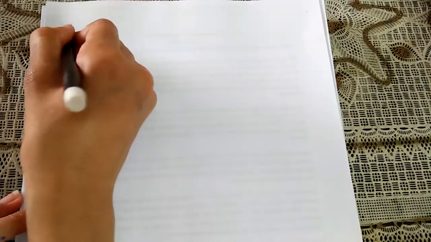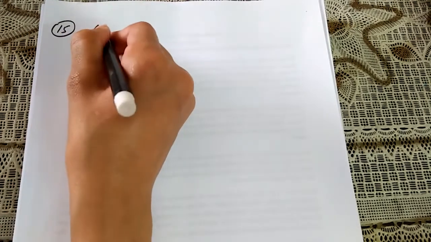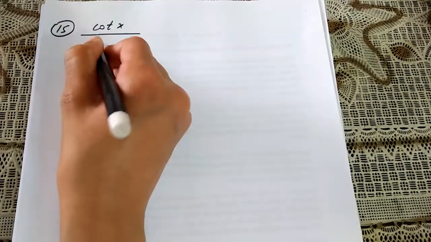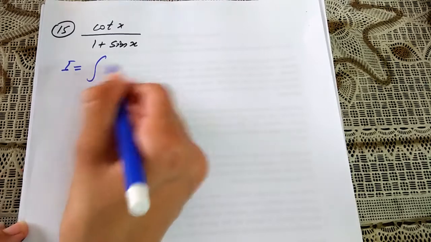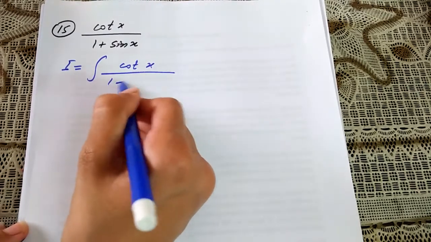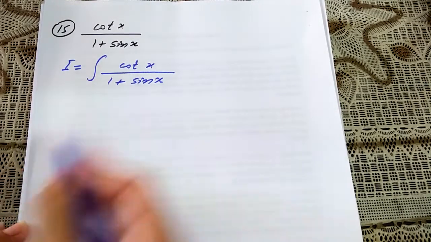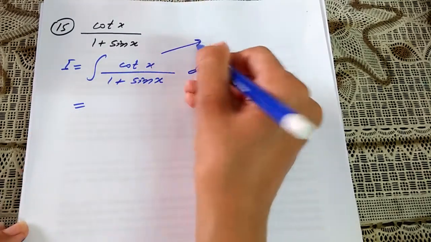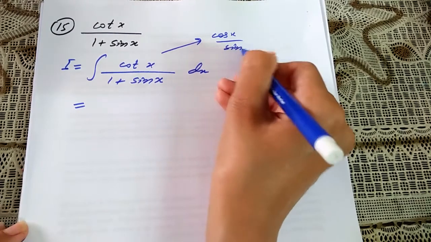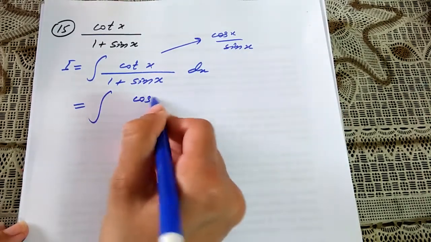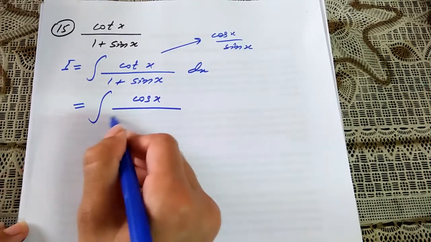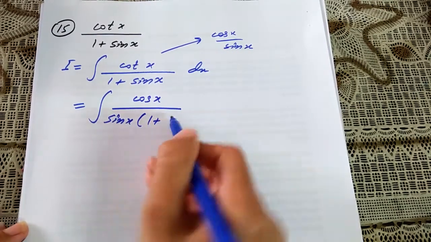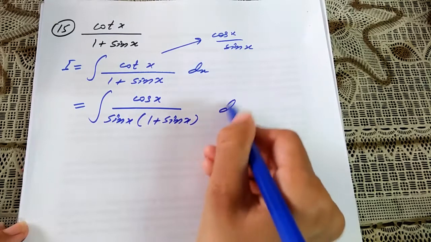Now come on question number 15, that is cot of x divided by 1 plus sine of x. Let this integral I is equals to cot of x over 1 plus sine of x dx. This thing will become equals to, you know that cot of x is equals to cos of x over sine of x. So it will become equals to cos of x over, this sine of x will come down, sine of x times 1 plus sine of x dx.